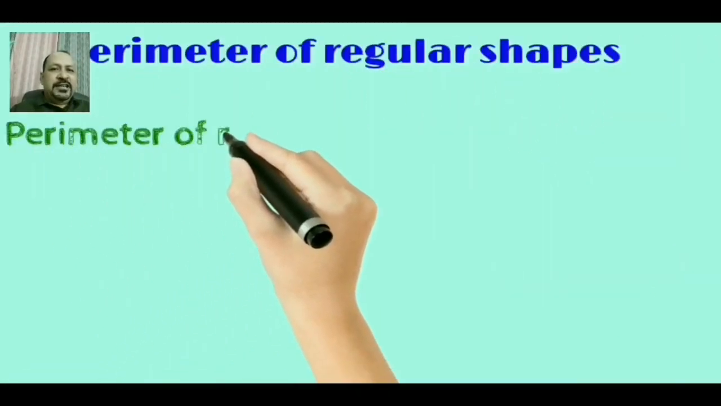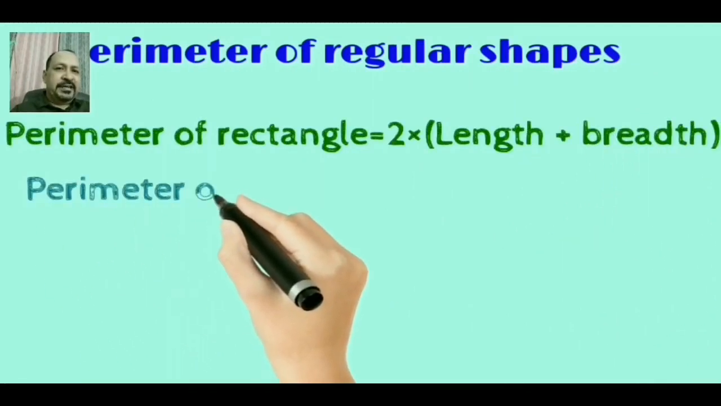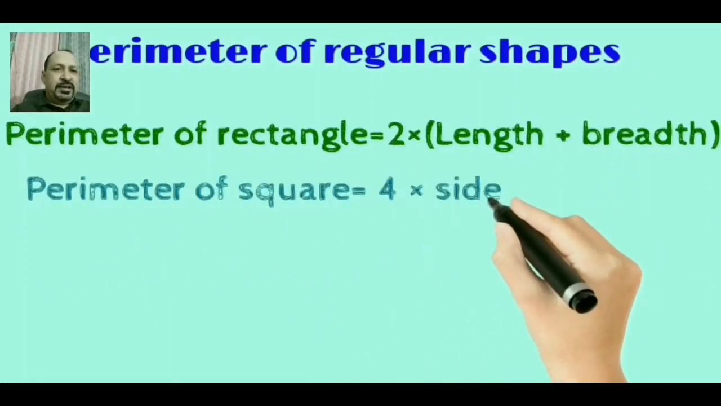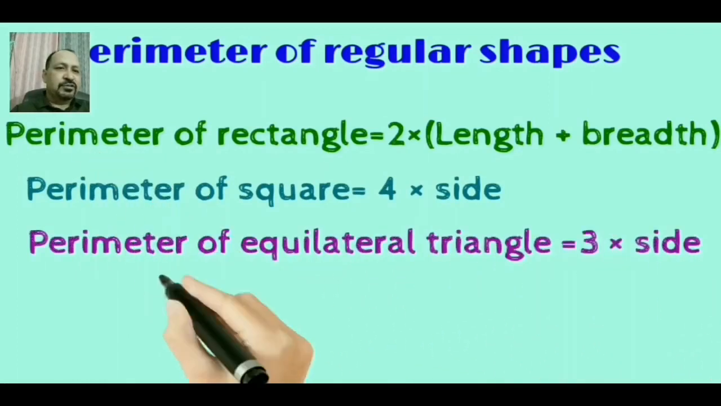Perimeter of a regular shape. Perimeter of a rectangle is equal to 2 into length plus breadth. Perimeter of a square is equal to 4 into side. Perimeter of an equilateral triangle is equal to 3 into side.